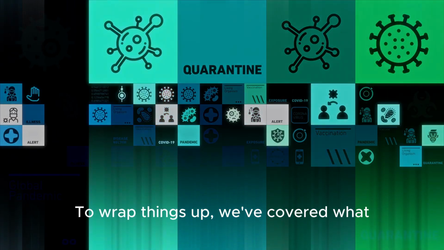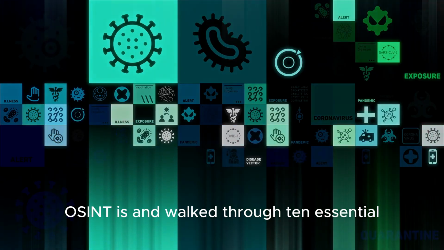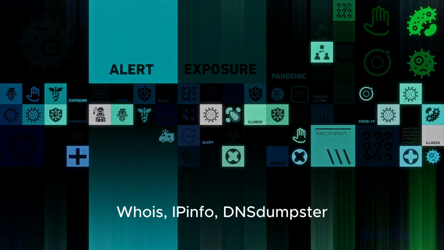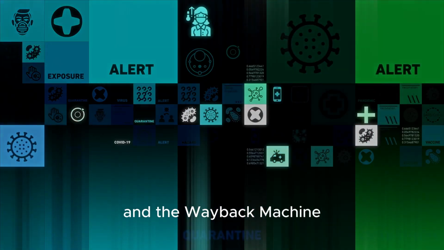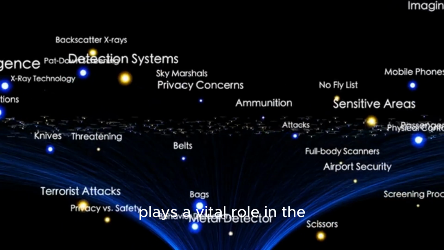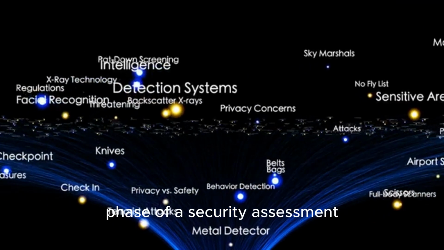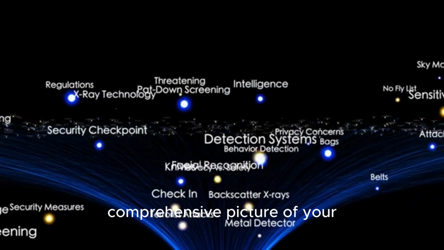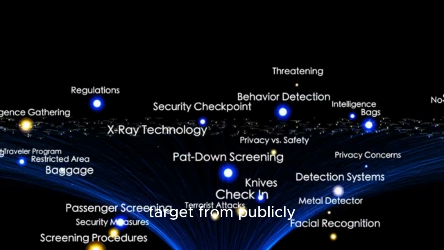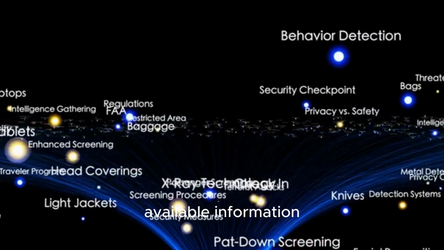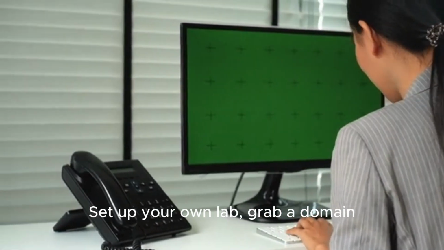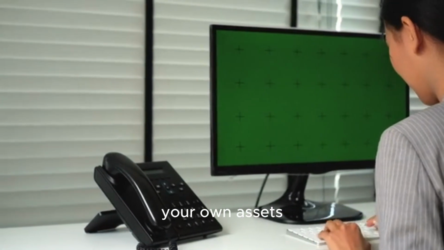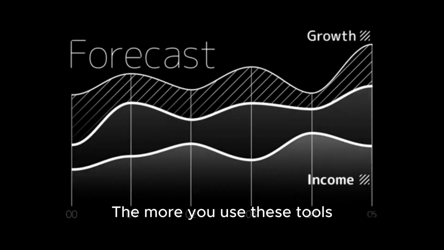To wrap things up, we've covered what OSINT is and walked through tools like Maltego, Shodan, ipinfo, DNS Dumpster, Censys, and the Wayback Machine. Each of these plays a vital role in the reconnaissance phase of a security assessment, helping you build a comprehensive picture of your target from publicly available information. Remember, the key is to practice. Set up your own lab, grab a domain, and scan your own assets. The more you use these tools, the more intuitive the process will become.